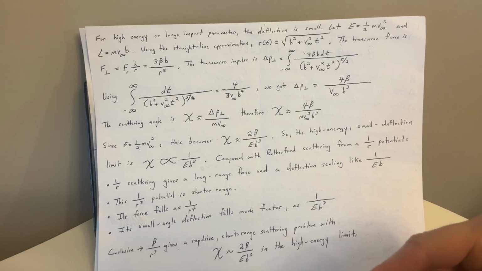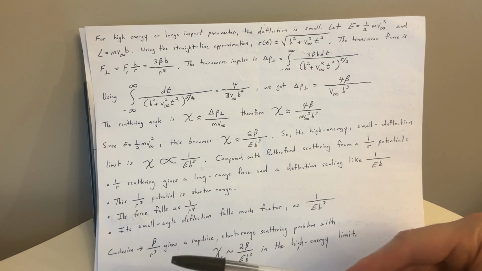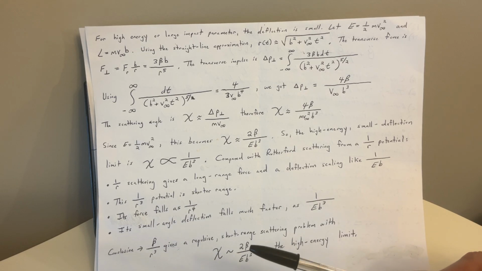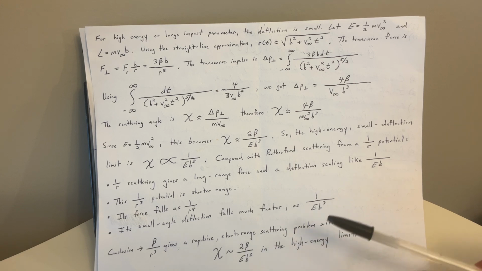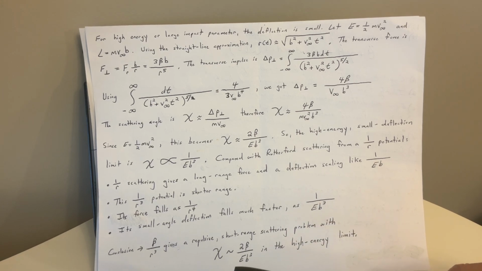So our conclusion here is that beta over r cubed gives a repulsive short range scattering problem with chi asymptotically equal to 2 beta over E b cubed in the high energy limit.